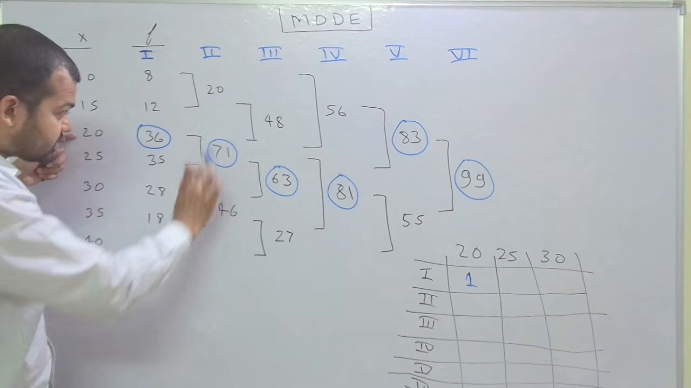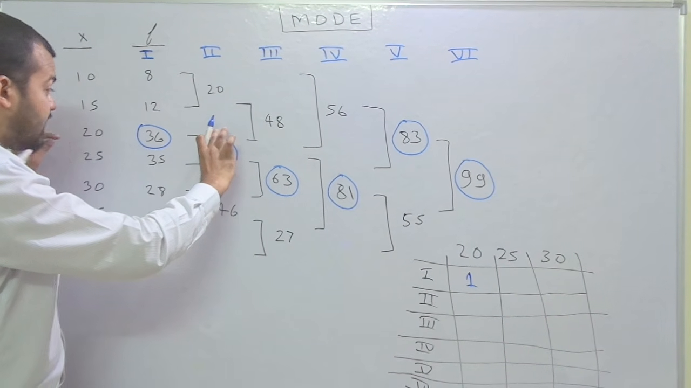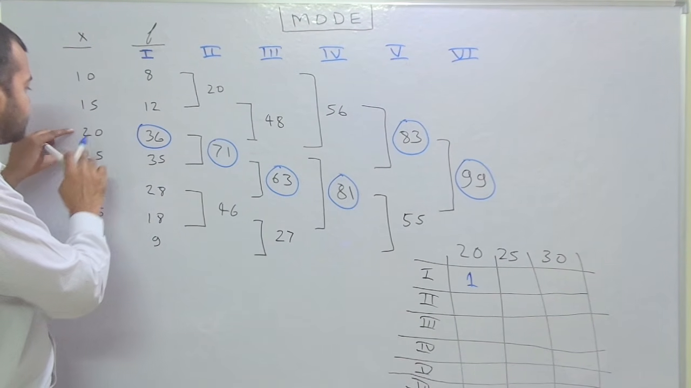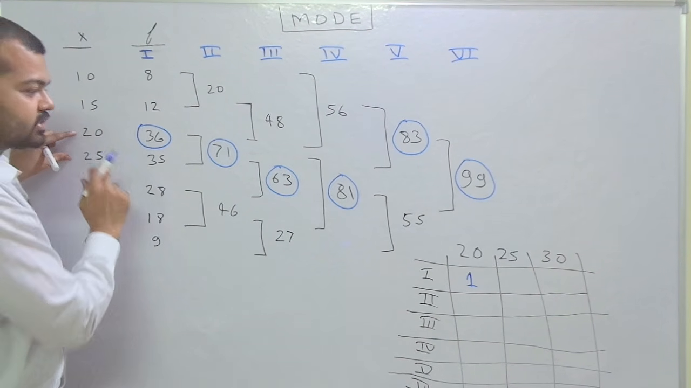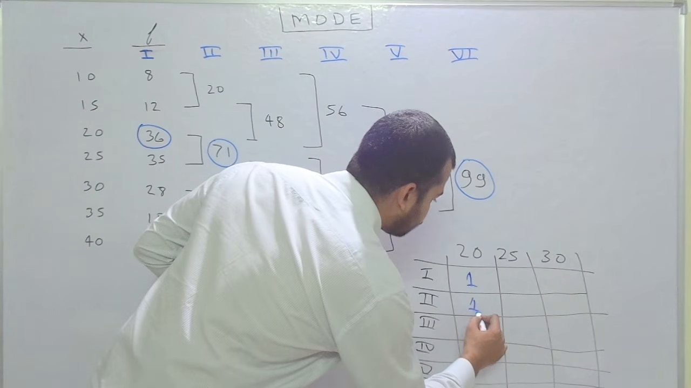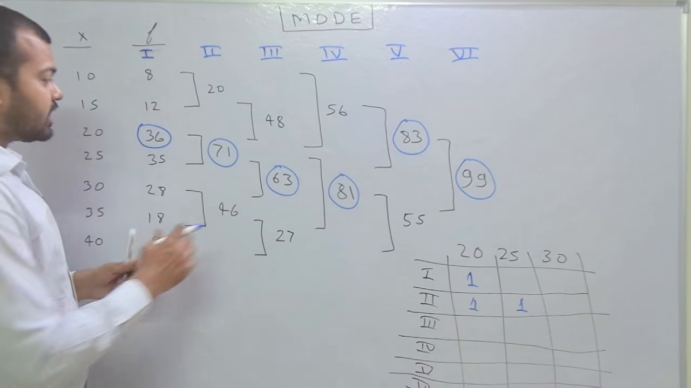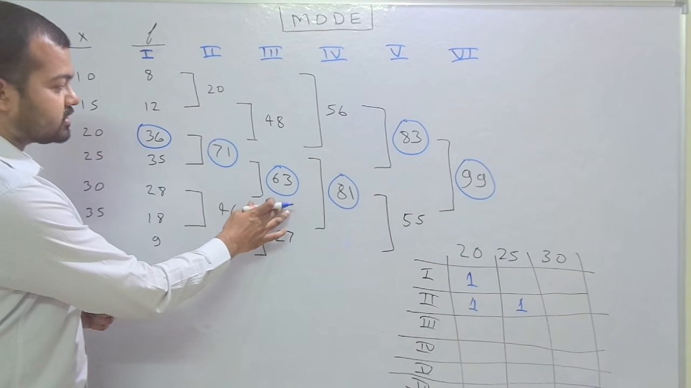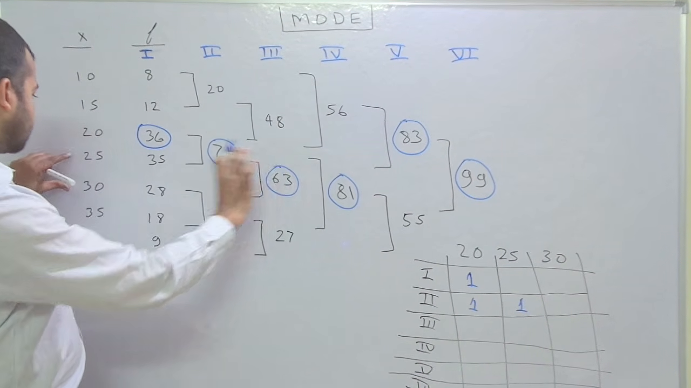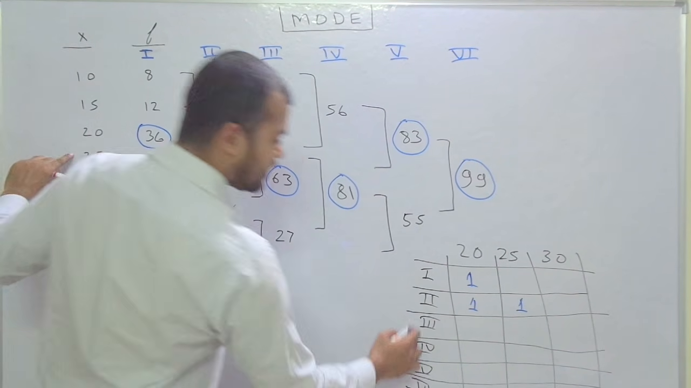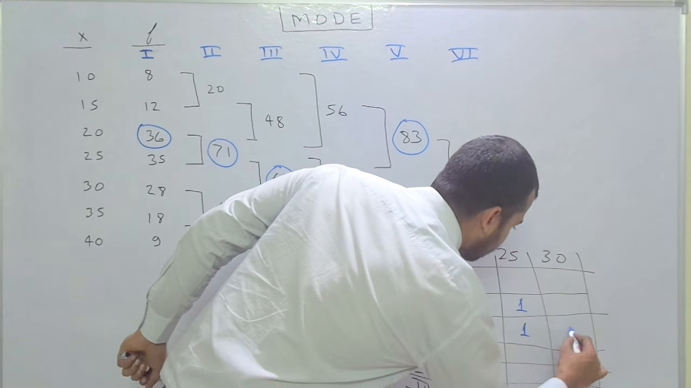In column 2, 71 is the highest value. And it is the summation of 20 and 25. That is this value. It means we can also take 20 and 25. So we write 1 in front of 20 and also in front of 25. Now we are in the third column. In the third column, 63. 63 is a combination of these two items. It means 25 and 30. So in the third column, we have to write 1 here and 1 here.